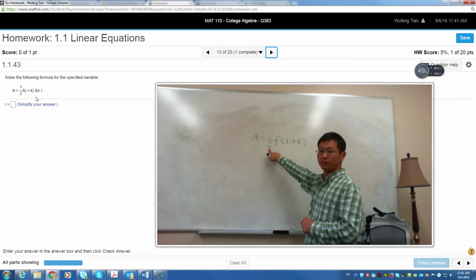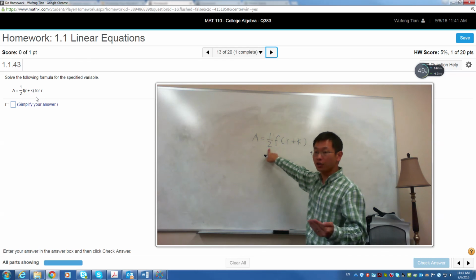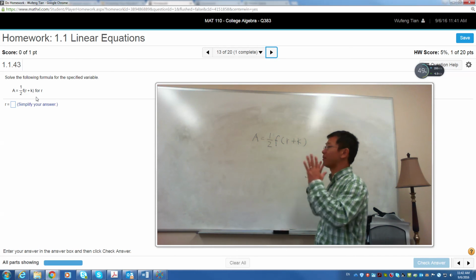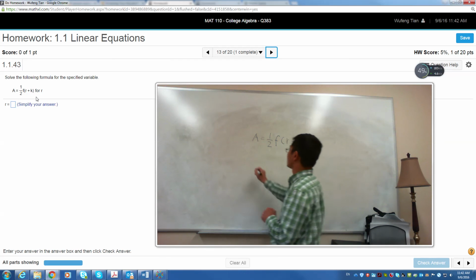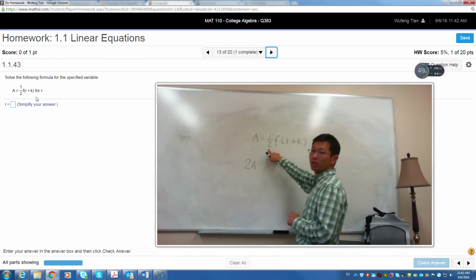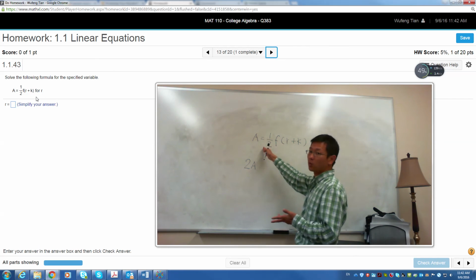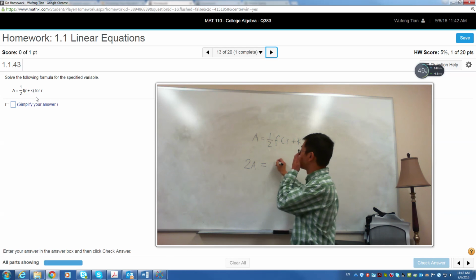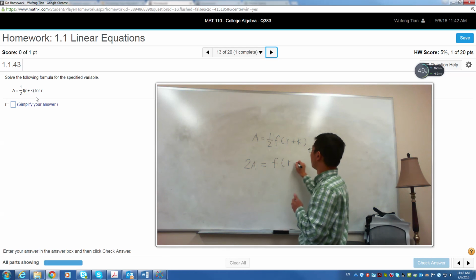First thing, 1/2. Whenever you see a fraction, you want to get rid of the denominator. So you multiply both sides by 2. We're going to have 2a. If you multiply this by 2, the 2 goes away. The 1/2 times 2 is 1. So multiply this by 2, you get 2a. Multiply this by 2, the 1/2 goes away. You only have f times r plus k.